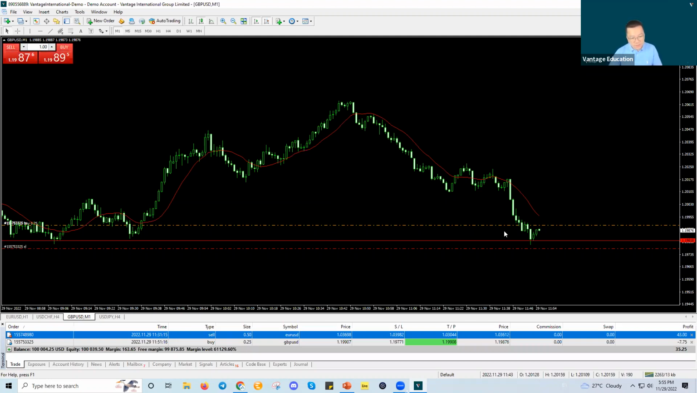Okay, so you can see here pound dollar tracking up, almost hitting that level. I would love for it to hit up just so that it can show our example, but it looks like it's going to come back down and hit that level.